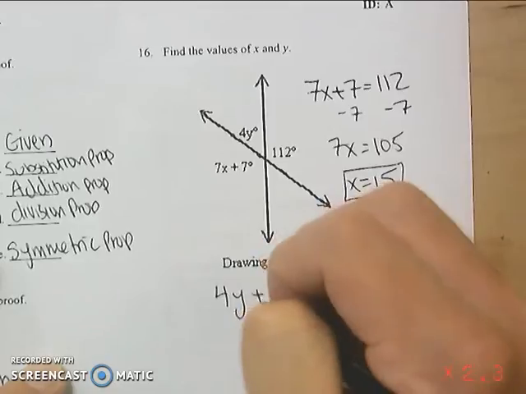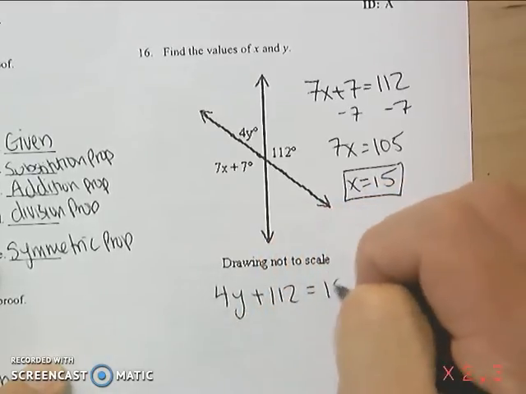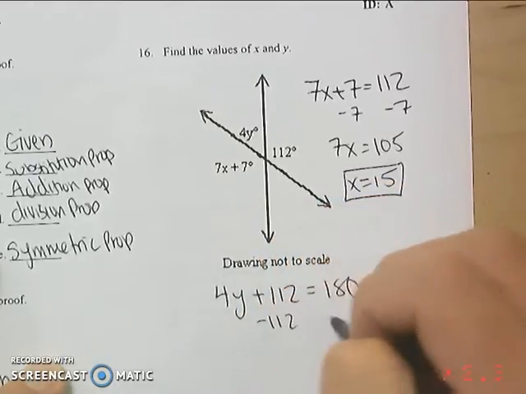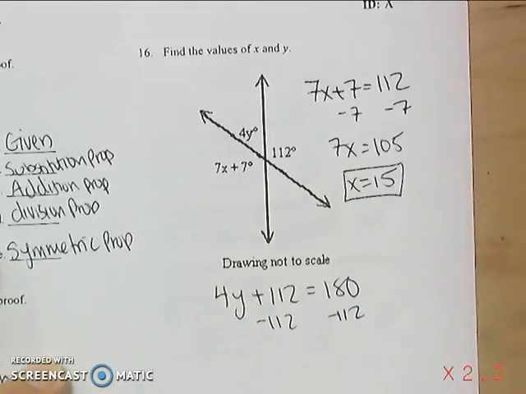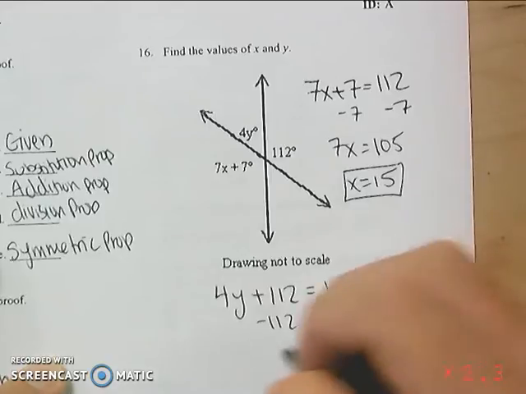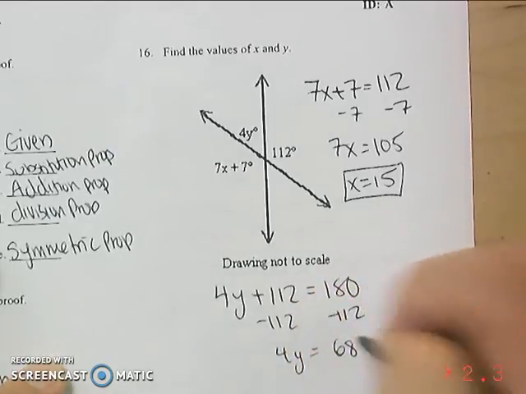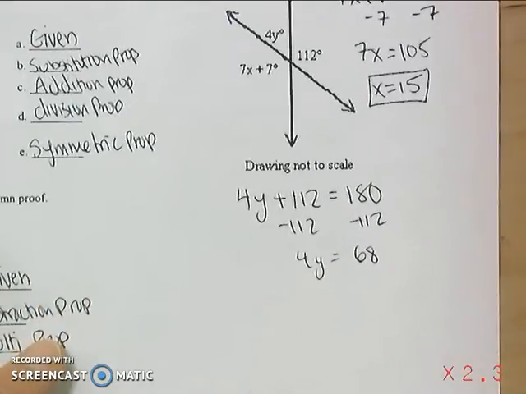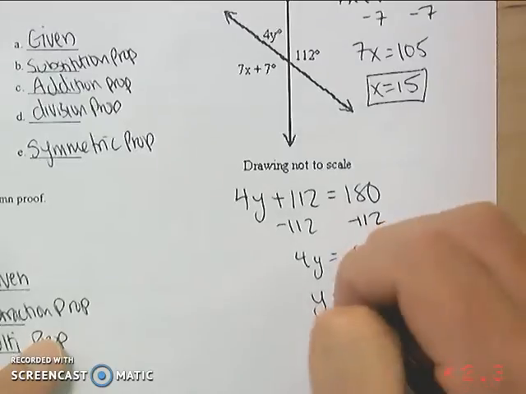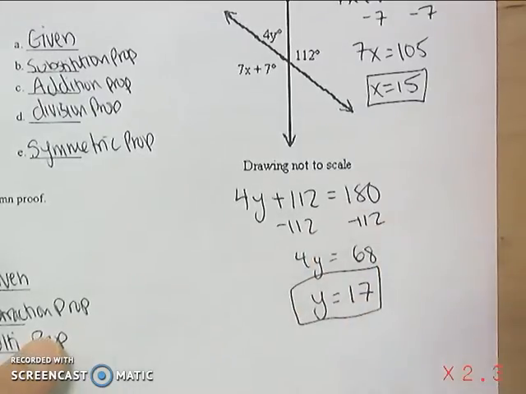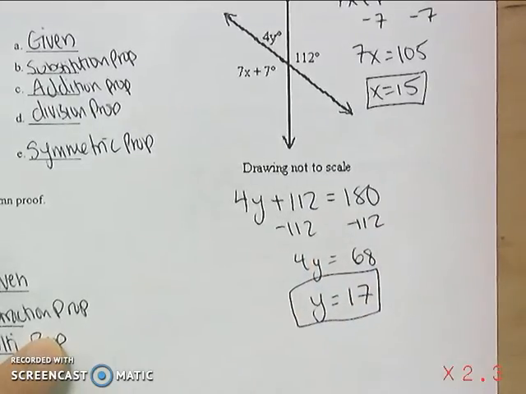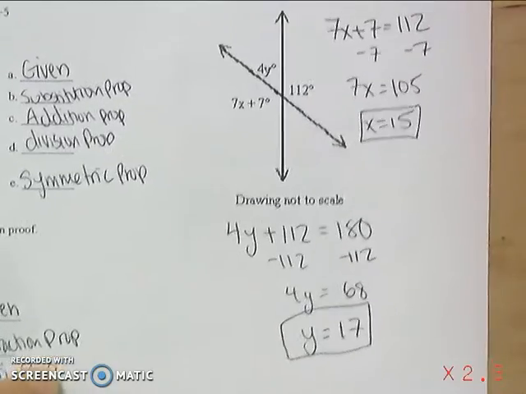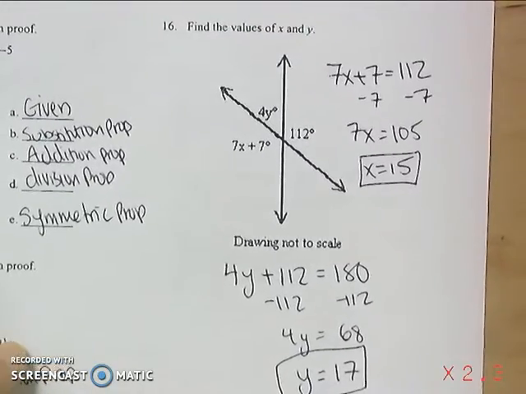And then these two right here are going to add to 180, so I can do 4y plus 112 equals 180. Subtract 112. And we get 4y equals 68, divided by 4. And y equals 17. Okay, so all good in the hood, and there is our final problem.